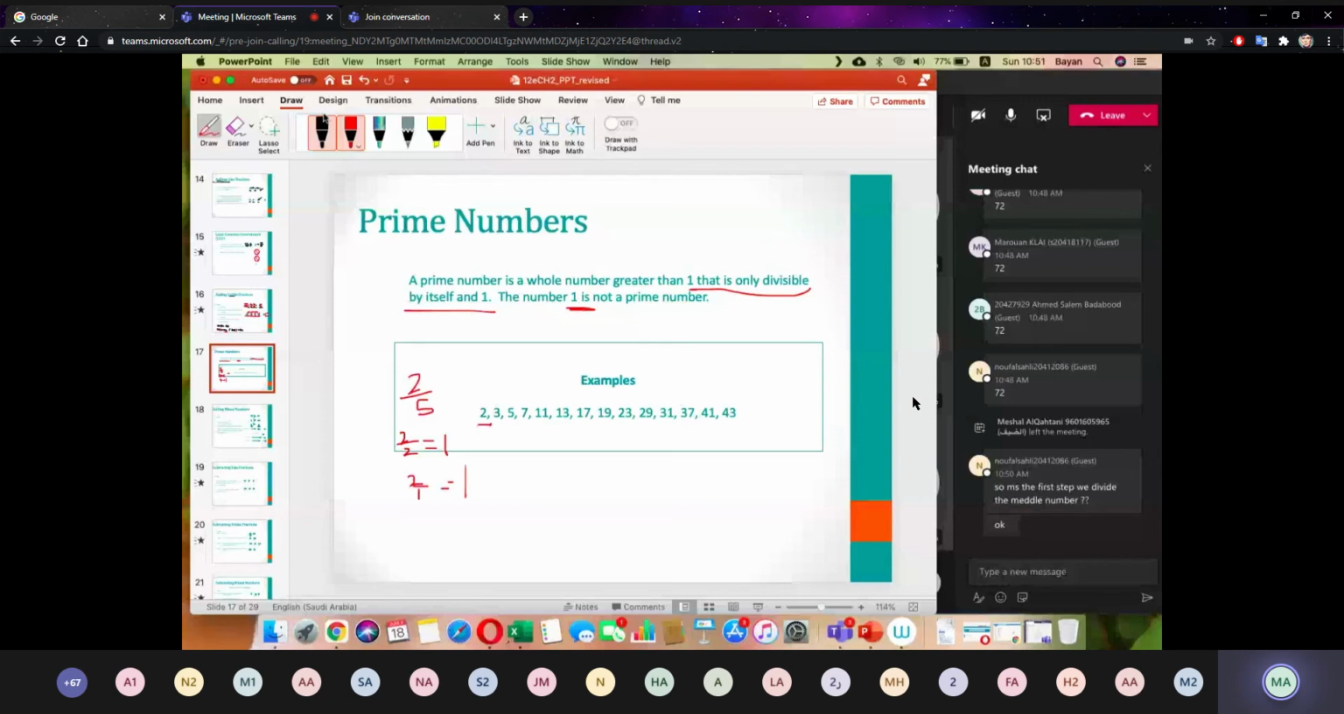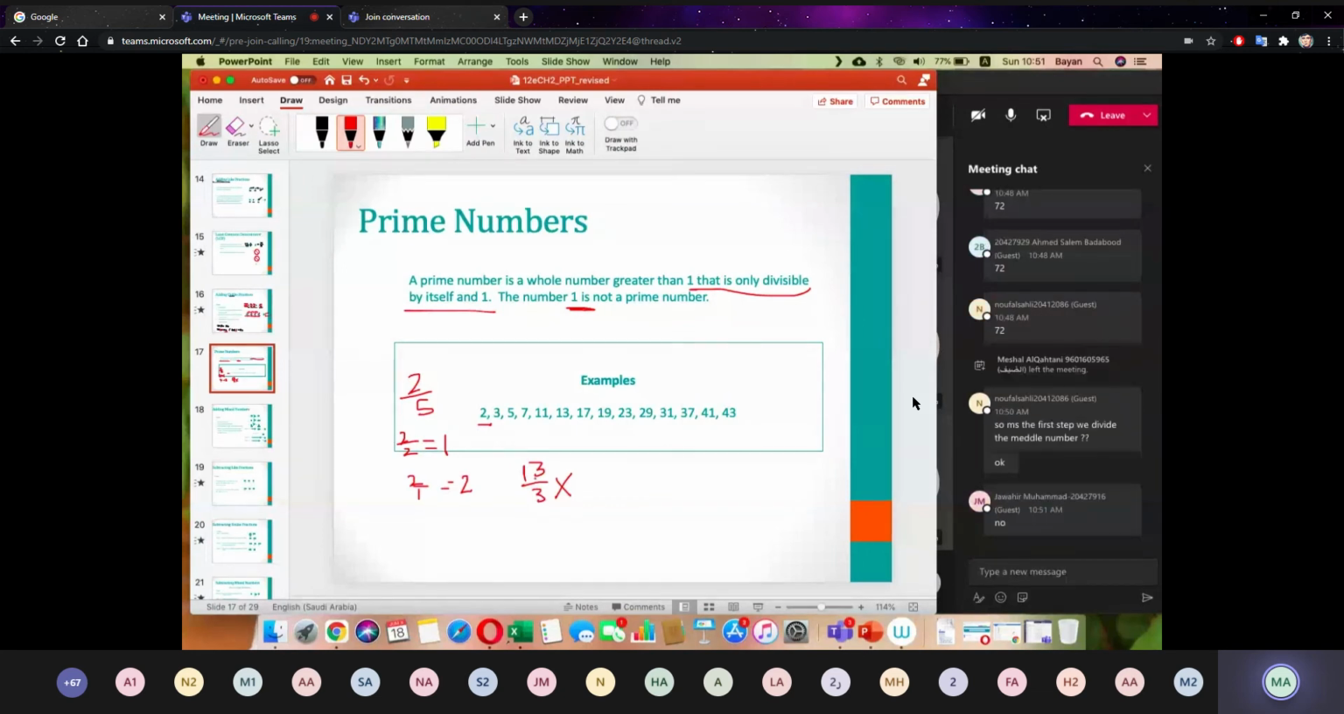So it's only divisible by itself and number 1. Here we have 13. Can we divide 13 by 3? No, it will not give you a whole number. It will give you a decimal value. So 13 is only divisible by itself and number 1. You can divide 13 by 13, and also you can divide 13 by 1. So this is a prime number. It's only divisible by itself and number 1.